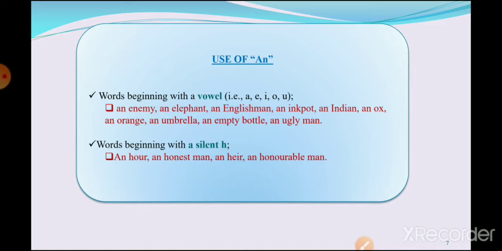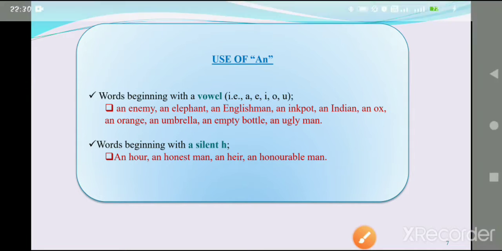Now we are going to talk about article an. Okay, these two are what? They are indefinite articles. And what are indefinite articles, children? Indefinite articles are those articles which do not point out any particular thing or defined person or thing. Okay, they don't define a person. So now let's talk about the use of article an.